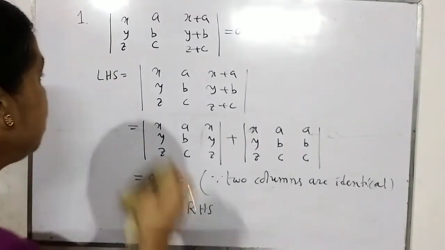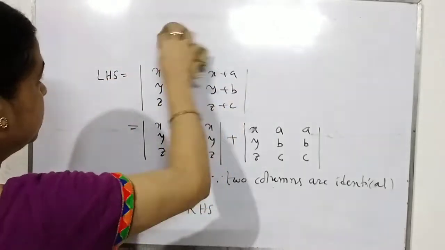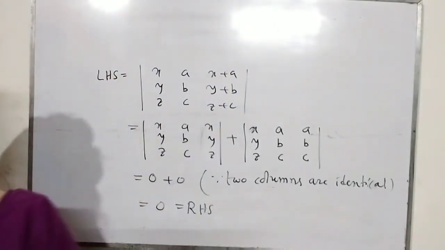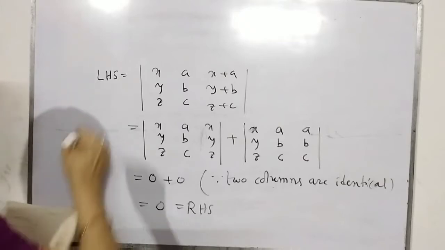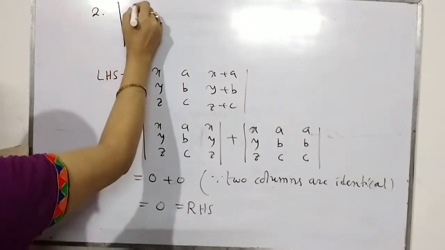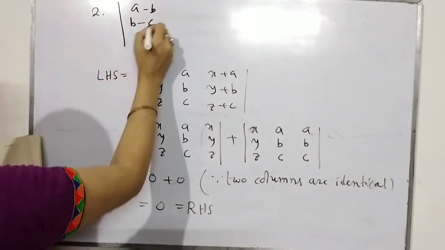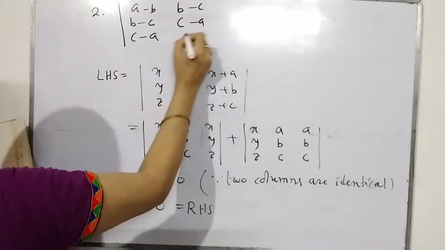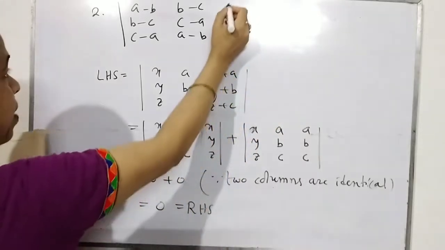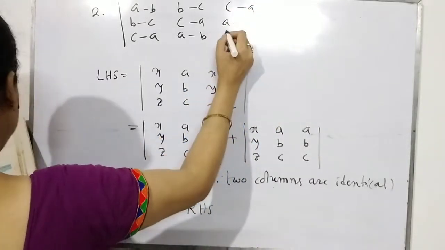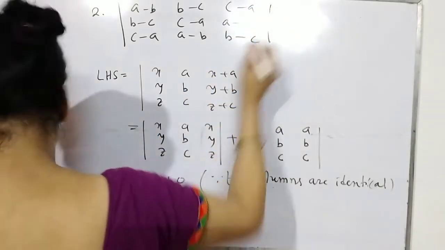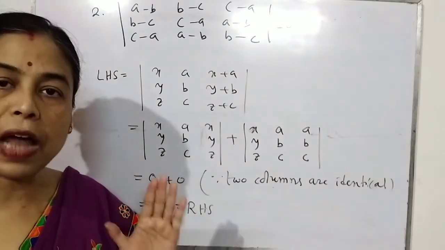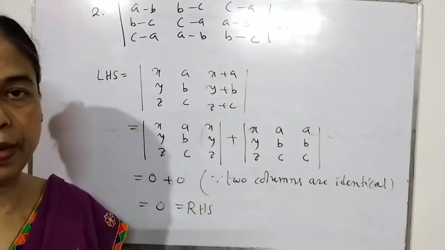Now let us proceed to the second question. This is your second question. You have a minus b, b minus c, c minus a; b minus c, c minus a, a minus b; and c minus a, a minus b, b minus c. This is equal to 0. Remember, I have to prove it without expanding, using properties.